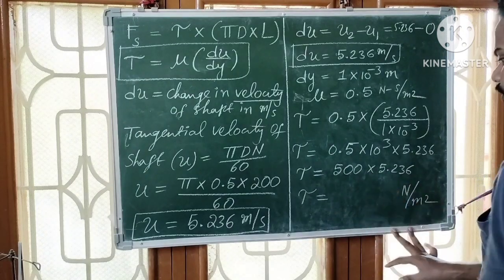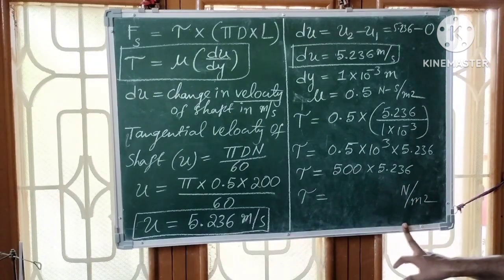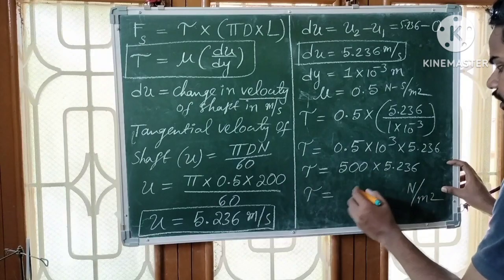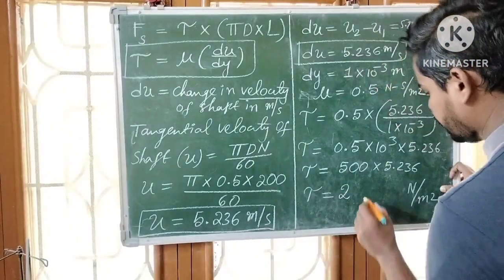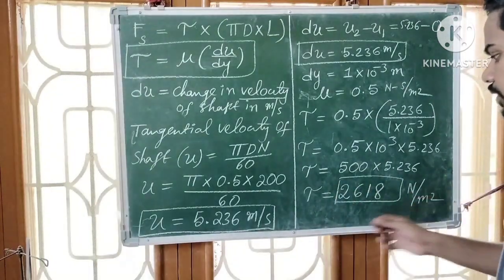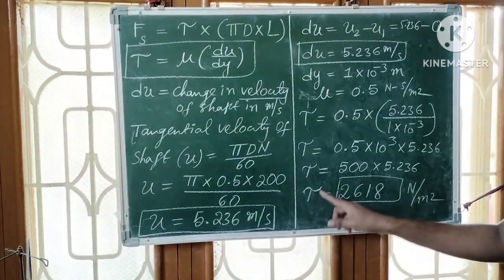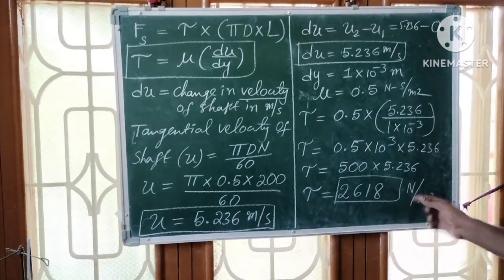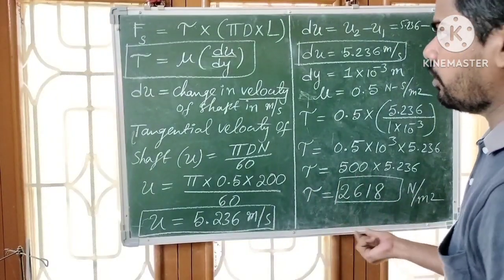Now we have to calculate 500 into 5.236. If you calculate, you will get approximately 2618 Newton per meter square. So this is the shear stress on the shaft. Shear stress on shaft tau is equal to 2618 Newton per meter square. So using this tau value we can find the shear force.